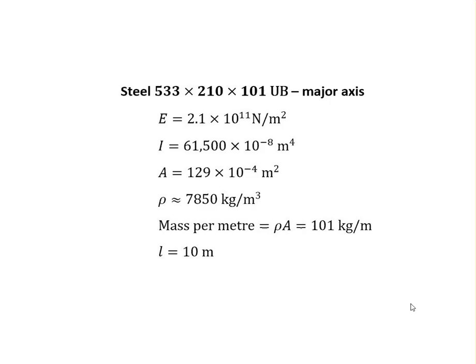I'm going to use this steel beam, a simply supported steel beam on a span of 10 meters, a universal beam bending about its major axis, and these are its properties taken from the steel tables. The I value, the second moment of area, the moment of inertia, and the cross-sectional area.